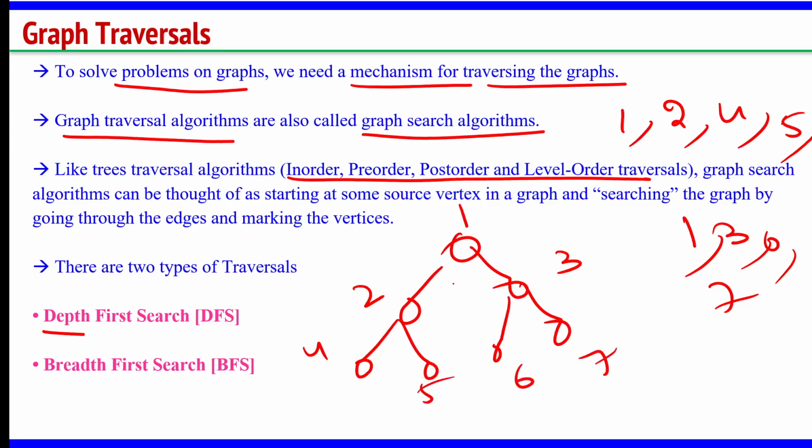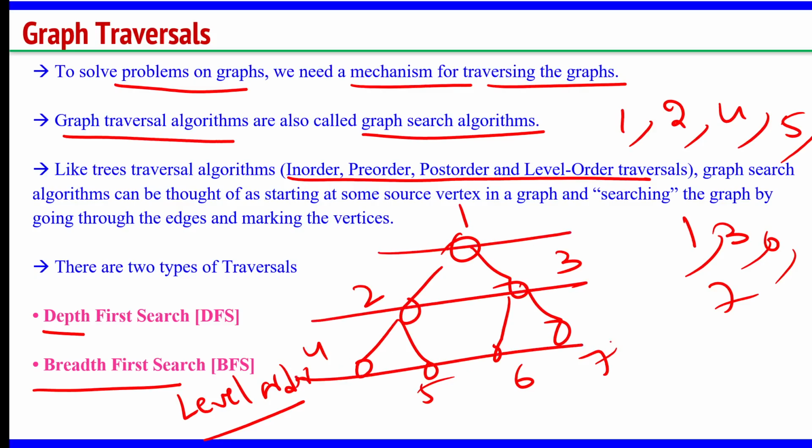If you have a tree like this, breadth first traversal is the same as your level order traversal. What we do here, level order traversal, is first 1, then 2, 3, then 4, 5, 6, 7. This is your breadth first search. We will do it level by level.